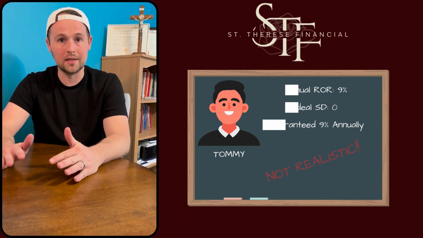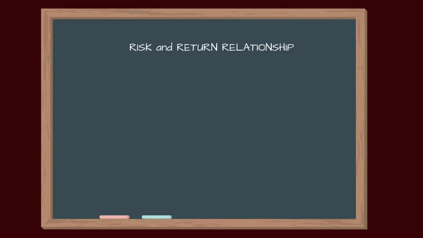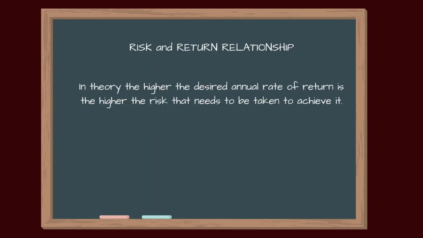That's not super realistic. In finance, the theory is that there is a high level of correlation between the risk someone takes and the amount of returns they get. I.e., the higher I want my returns to be, the more risk I need to take, and vice versa. Risk in this video will be volatility or standard deviation.